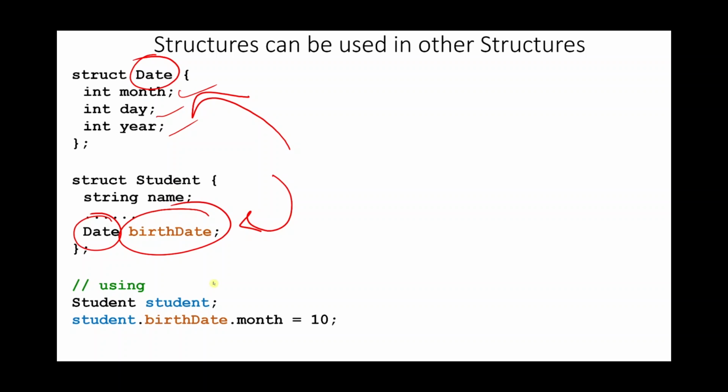So how do we use it? We create a student, and if we want to access the month, for example, then you first need to access birth date using the dot operator. Then birth date is going to have 3 member variables. One of them is month, again using the dot operator, and that's it. That easy.